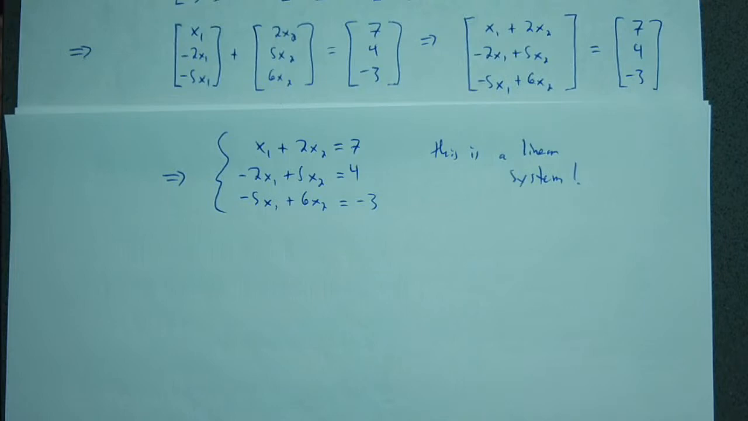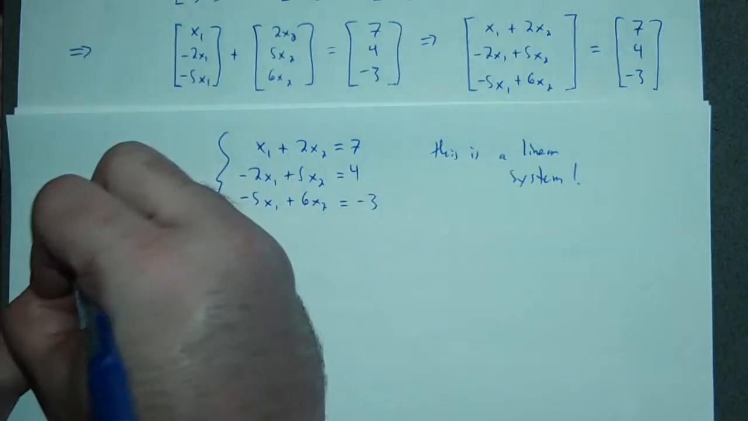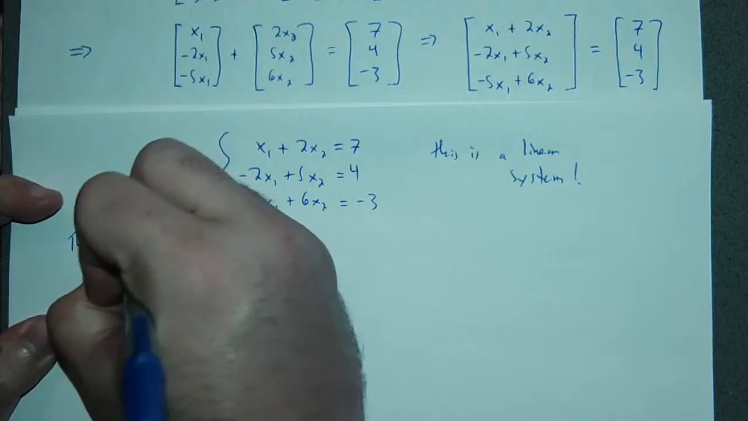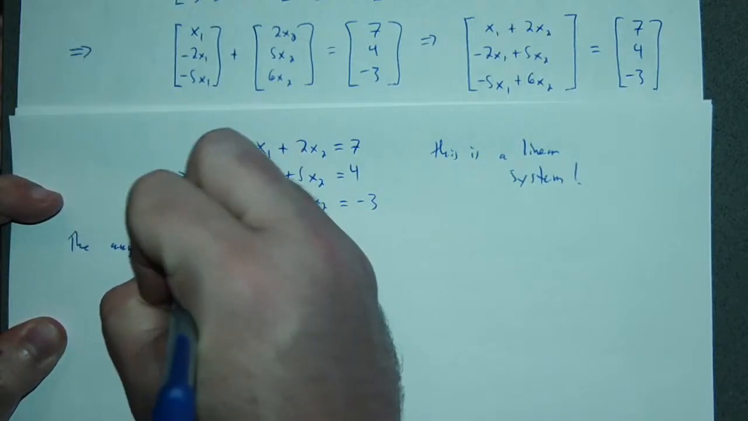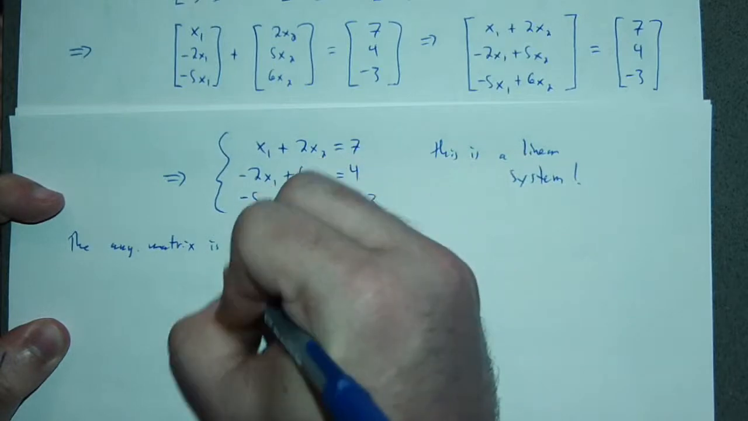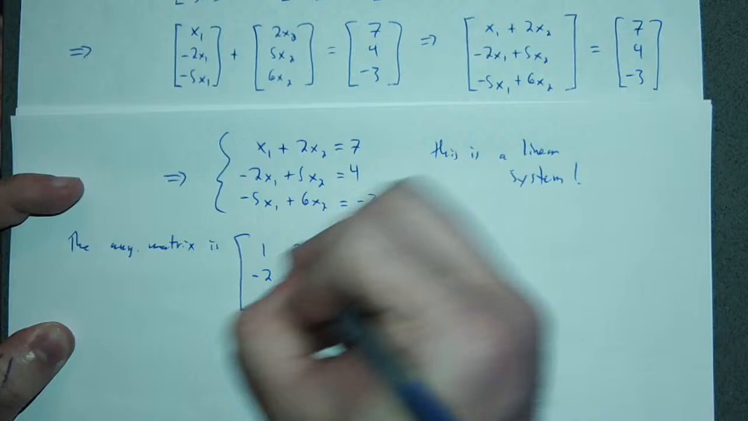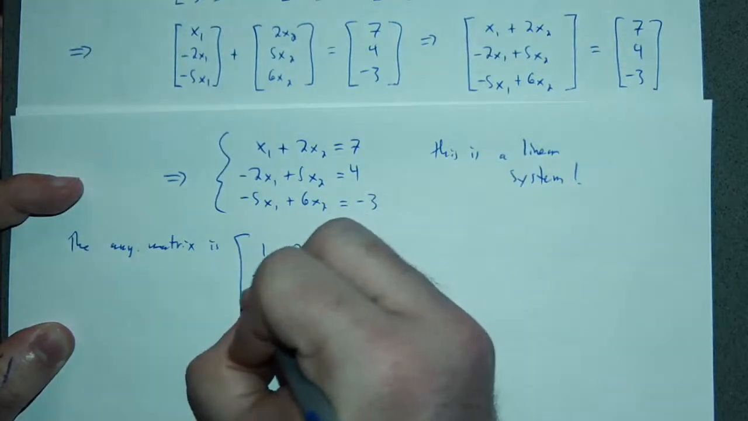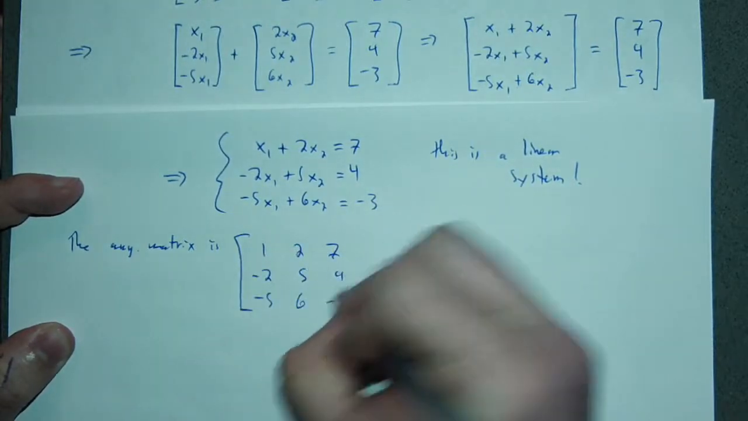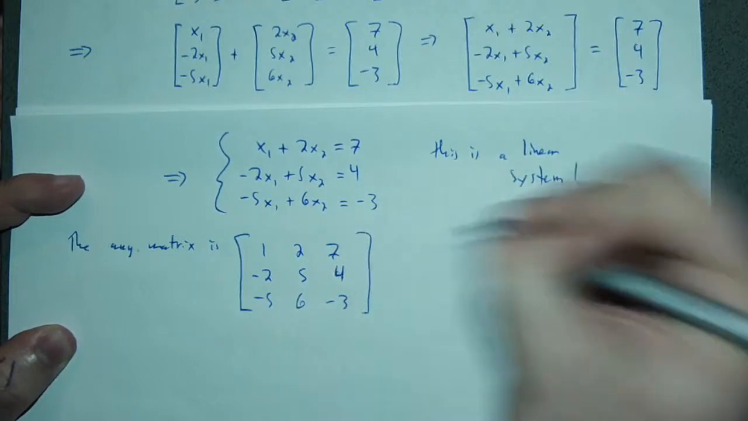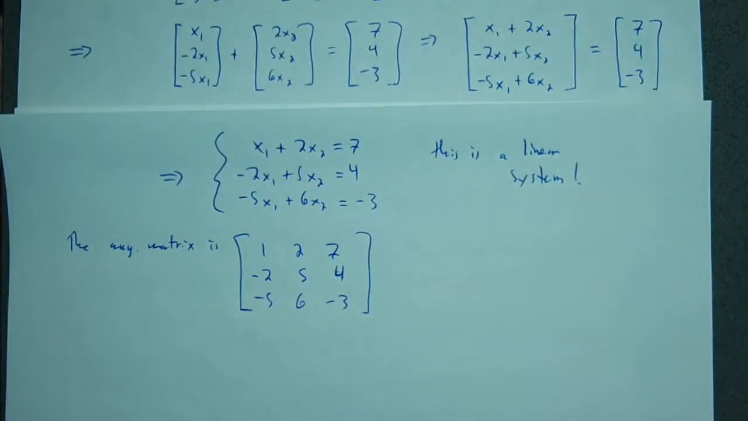So how do I solve a linear system? Now that I've put this in terms of a linear system, I know how to solve this. So the augmented matrix is 1, 2, 7, minus 2, 5, 4, minus 5, 6, minus 3. Okay, so there's my augmented matrix.